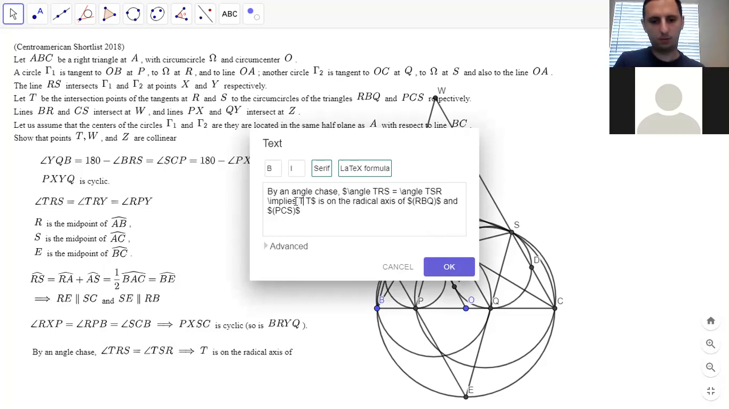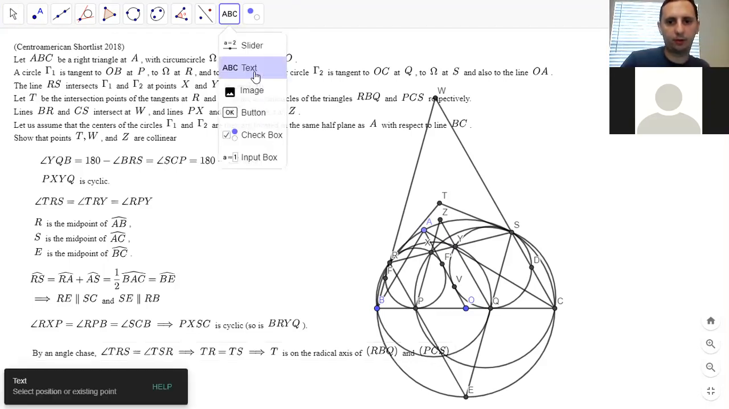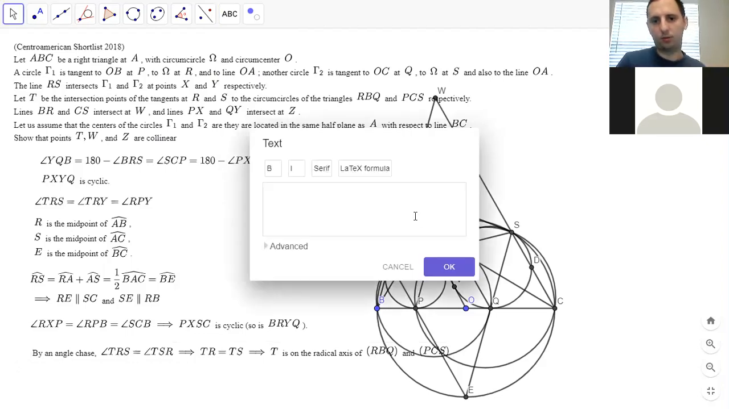Okay, so by an angle chase, PXYQ is cyclic. Oh, we already did that angle chase. So ZX times ZP equals ZY times ZQ means that Z is on the radical axis of those two circles.